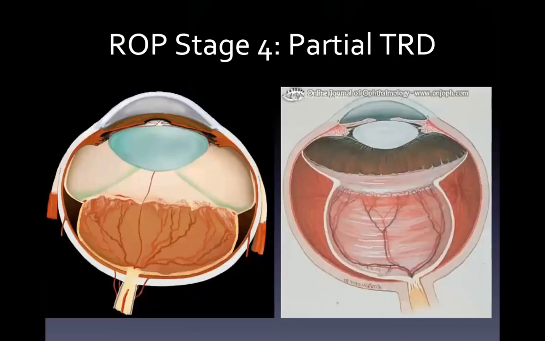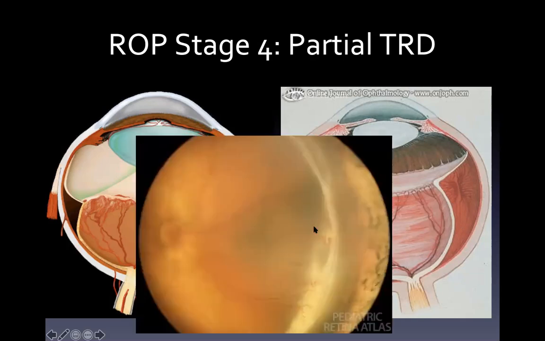But if we don't do that, or if it doesn't respond to our treatment, it may progress to stage 4, as you see here. In stage 4, we have some tractional retinal detachment starting. It's a partial tractional retinal detachment area. As you see here, this is the fundus appearance, although there are some laser scars here. It causes some tractional retinal detachment.